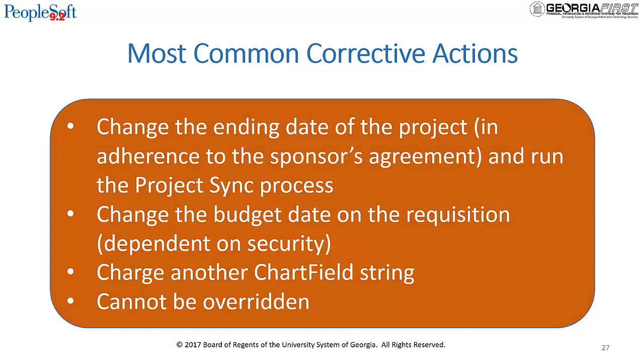To correct this error, you could change the ending date of the project and then run the project sync process. You could also change the budget date on the requisition, or you could charge another chart string. Similar to the no budget exists error, this one must be corrected and cannot be overridden.